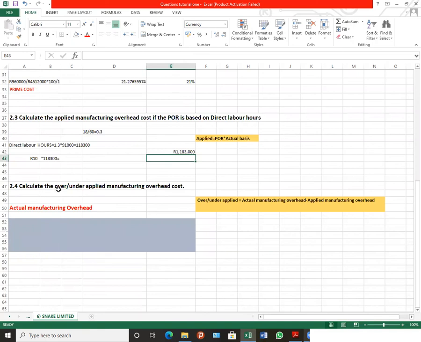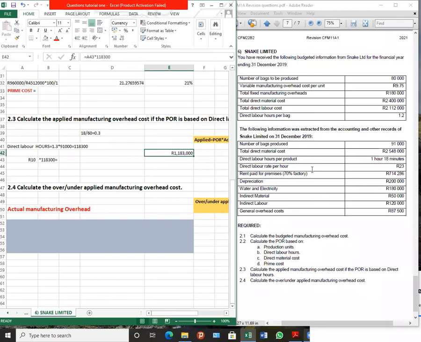2.4, guys. Calculate the over or under applied. I say I provide you with the formula, but in fact, guys, they won't give you a formula. You must write the formula down. Over or under applied is equal to actual manufacturing overhead less applied manufacturing overhead. This one is our applied manufacturing overhead. Let's go back, guys, on this question. How much is our actual manufacturing overhead?